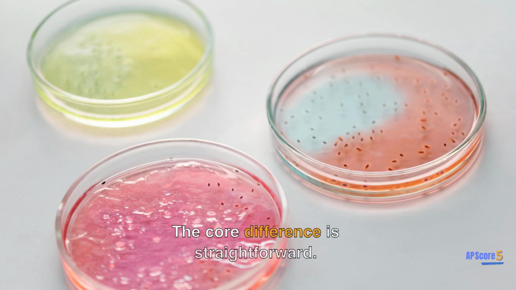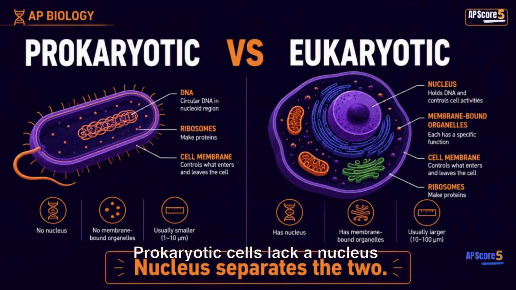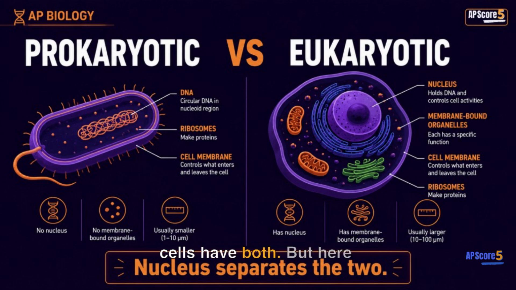The core difference is straightforward. Prokaryotic cells lack a nucleus and lack membrane-bound organelles. Eukaryotic cells have both. But here is what trips students up.